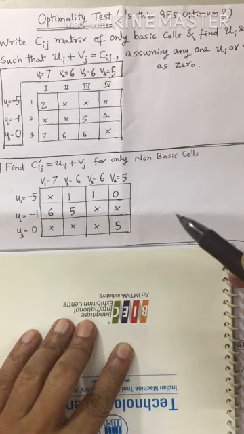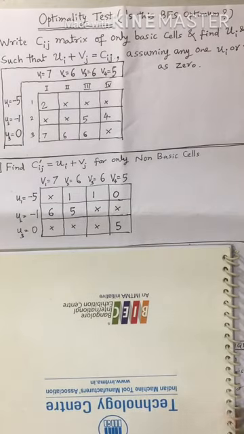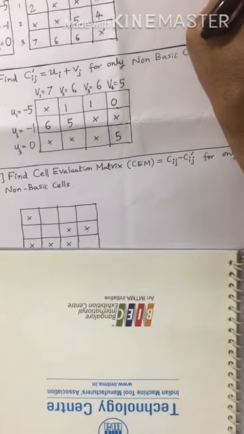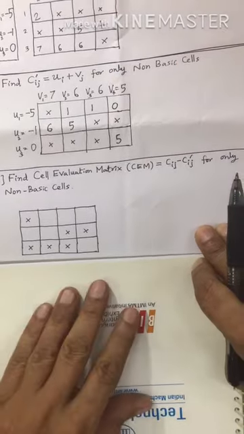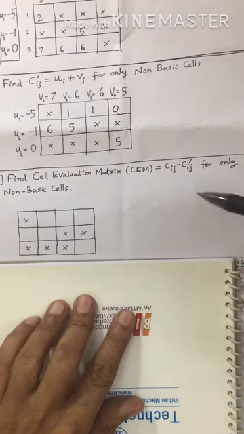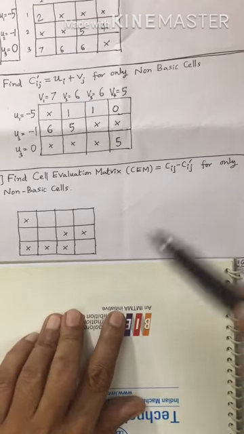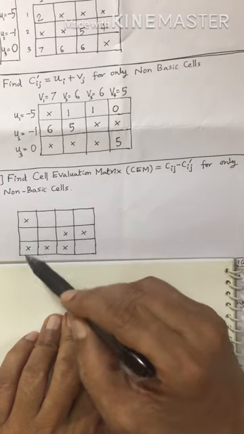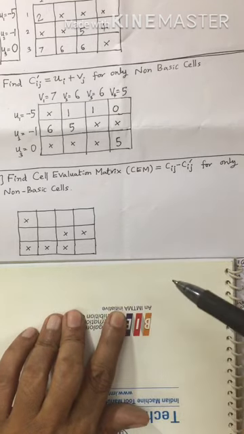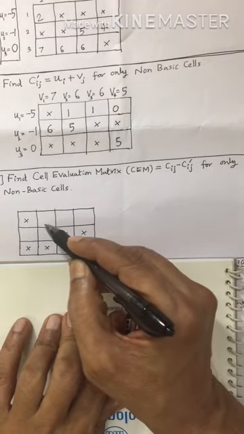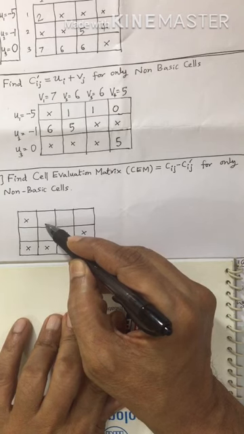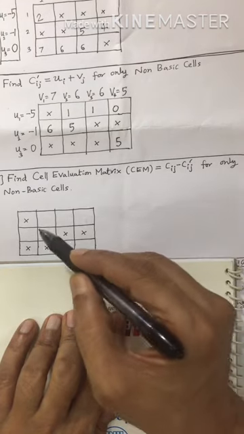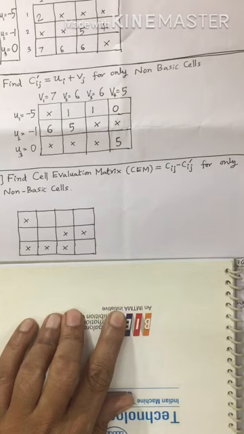Then the last step is the cell evaluation matrix. How to get the cell evaluation matrix? It is also obtained only for non-basic cells. Therefore first I put a cross for all basic cells. All these cells happen to be basic cells, therefore I have put a cross. Now I am supposed to find the value for the first row, second cell. What is the entry here for this cell evaluation matrix? That is nothing but C12 minus C12 dash.